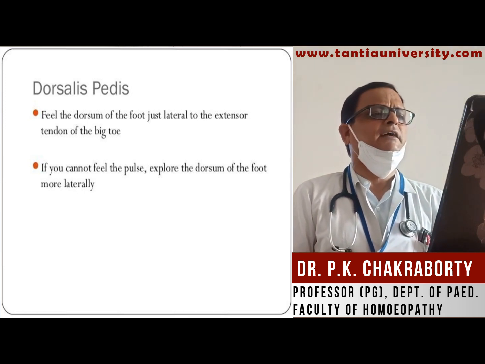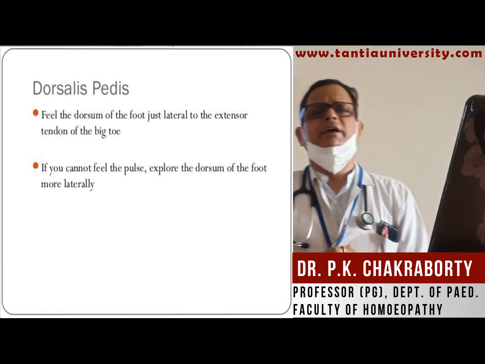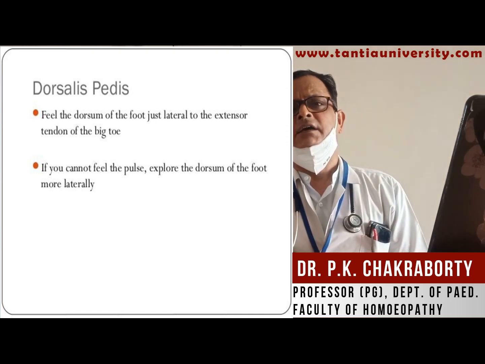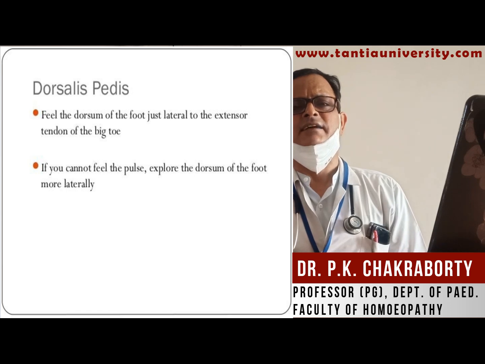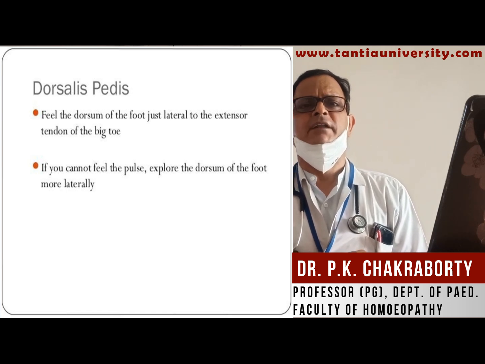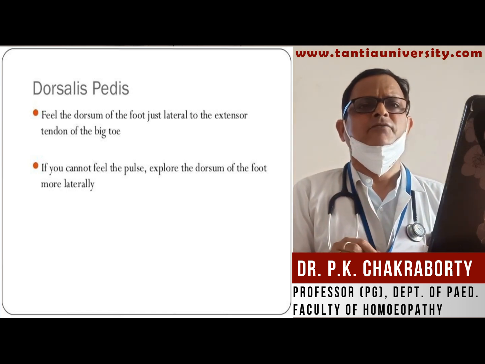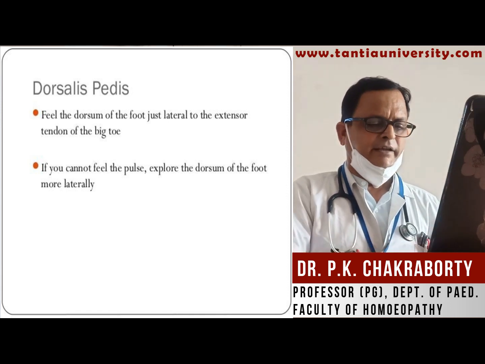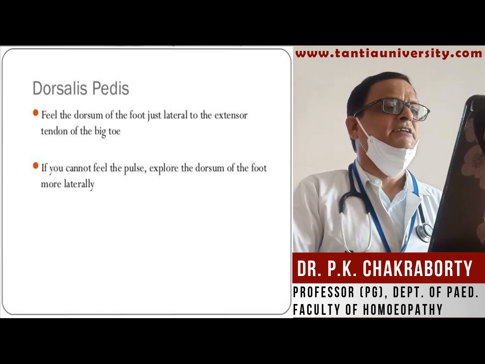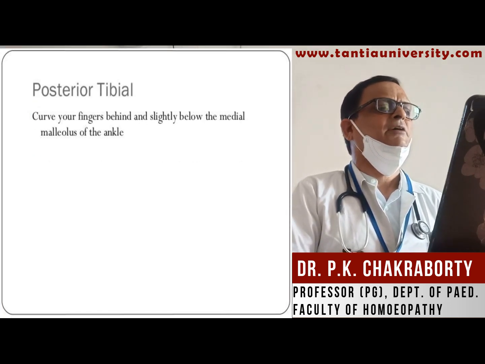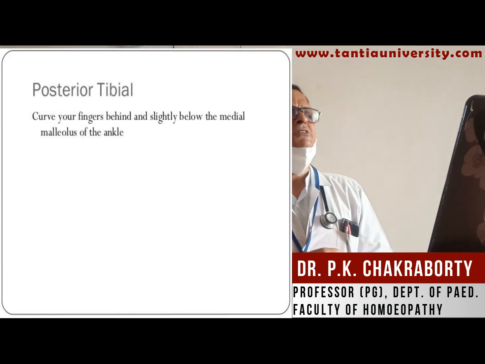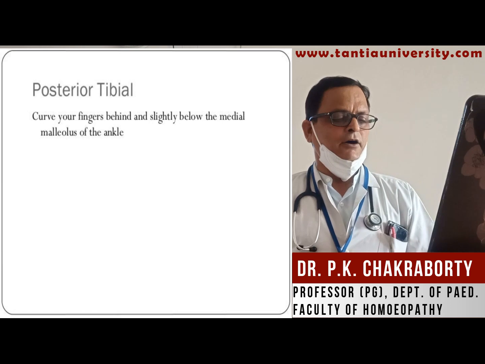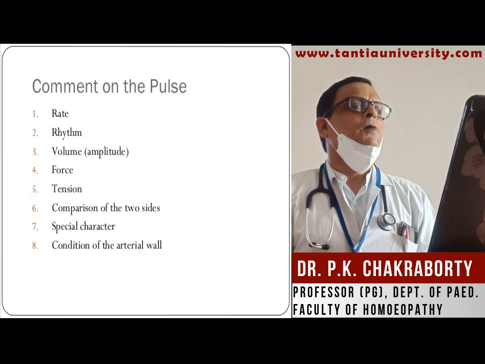Dorsalis pedis, I told you, this is how we can palpate. You have to look at these two muscle tendons: one is extensor hallucis longus, another is extensor digitorum. In between them you have to palpate, just below the ankle joint on the dorsal surface of the foot. You will get the dorsalis pedis pulsation. For the posterior tibial pulsation, place your finger behind and slightly below the medial malleolus of the ankle joint, and there you can feel it.